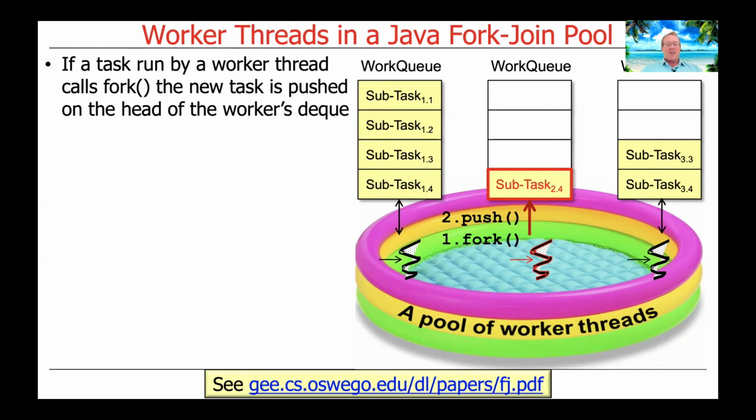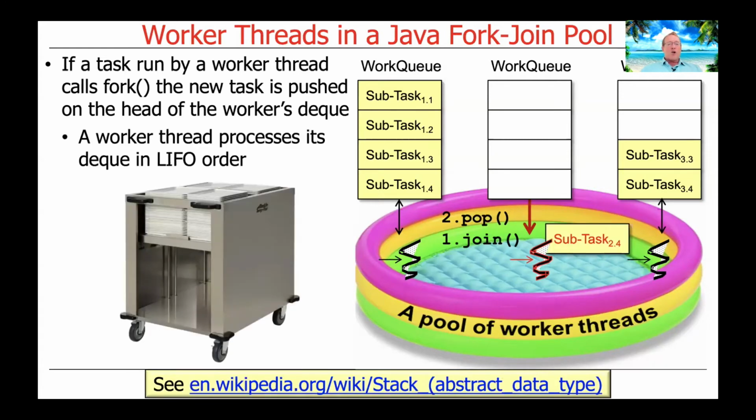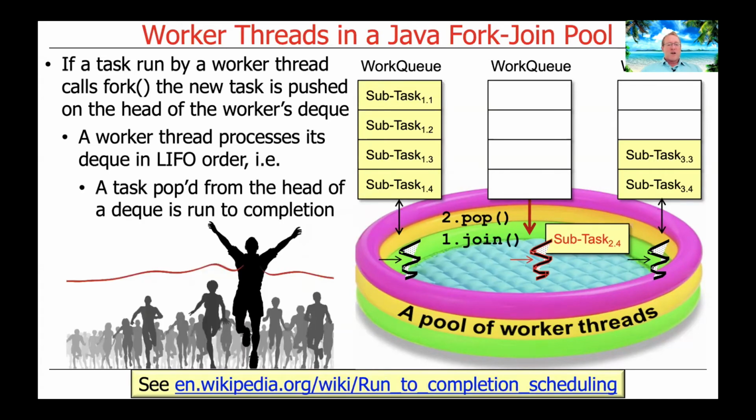By the way, you can read more about this in the paper at the bottom of the slide, written again by Doug Lea. The worker thread processes its DEQ in last in, first out order, which is basically the stack discipline. So it's a LIFO order. And there's a very good reason for this. It pops the task or the subtask from the head of its DEQ, and then it runs that task to completion. So it calls its compute method basically until it's finished.